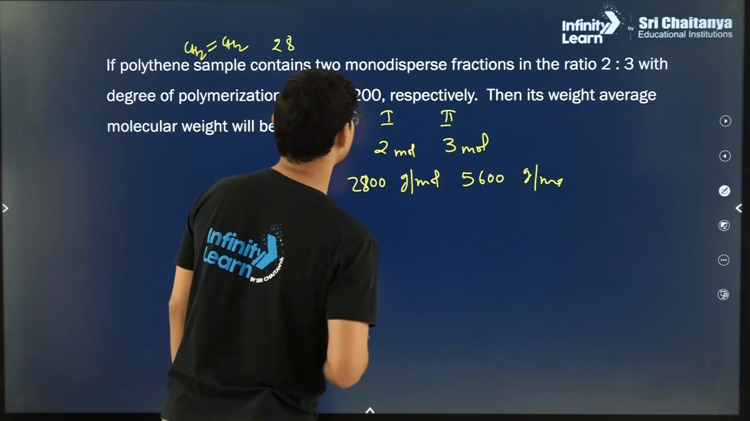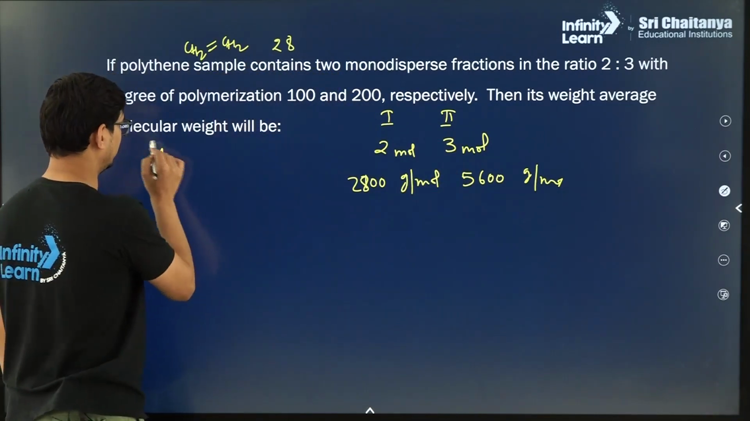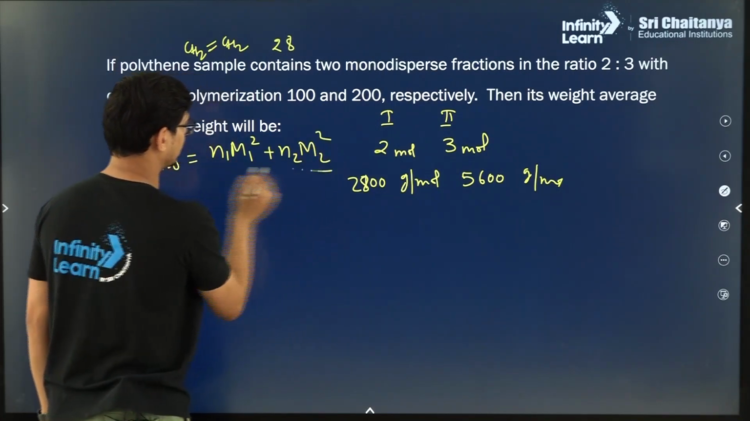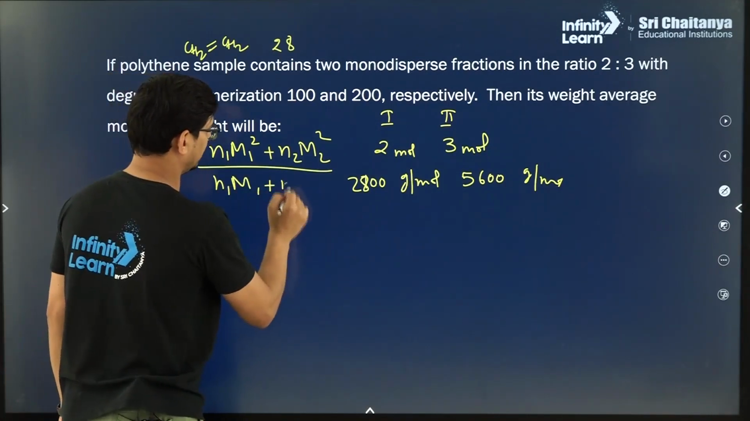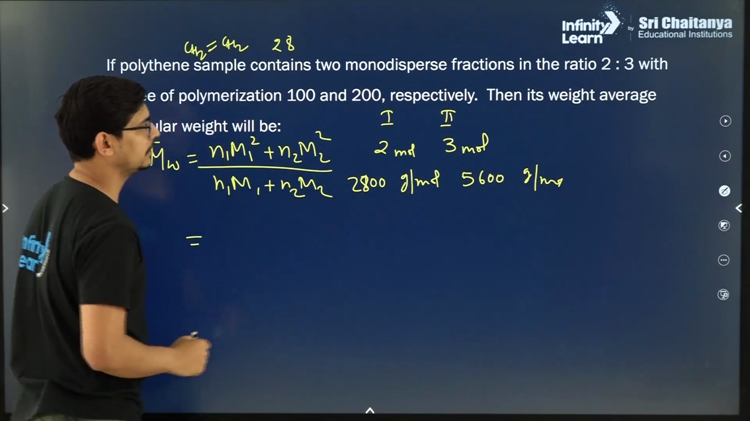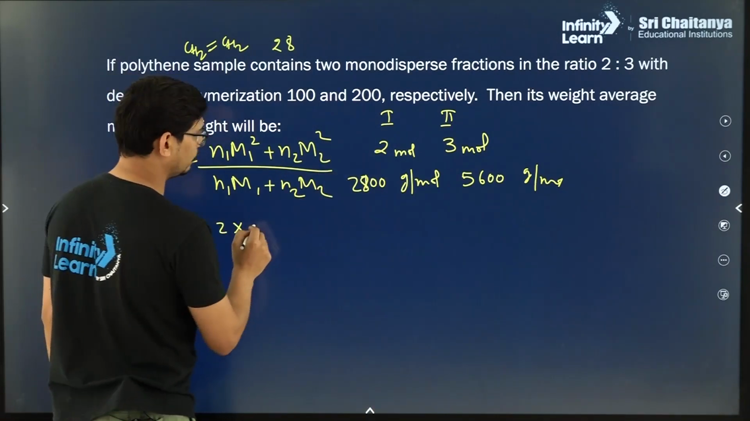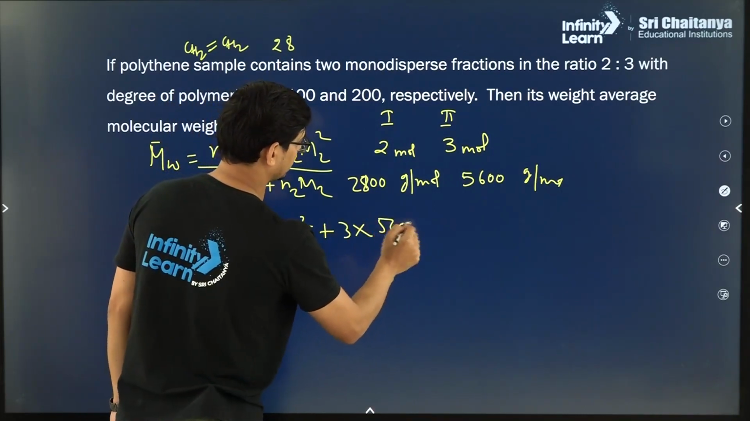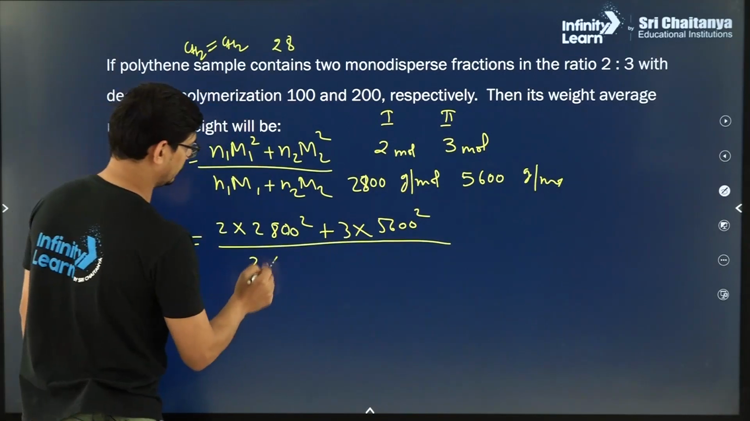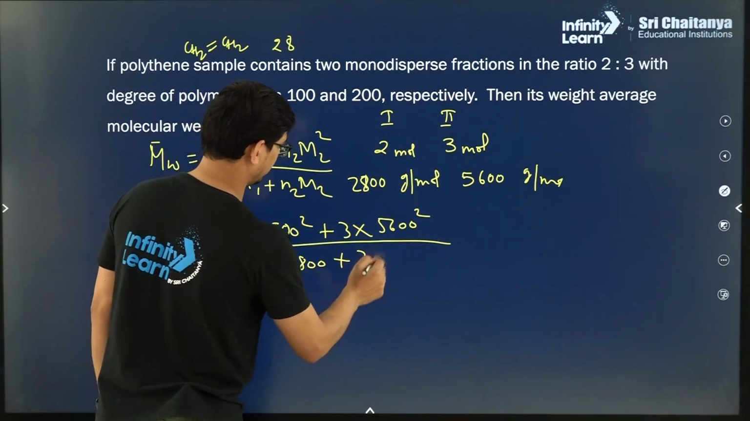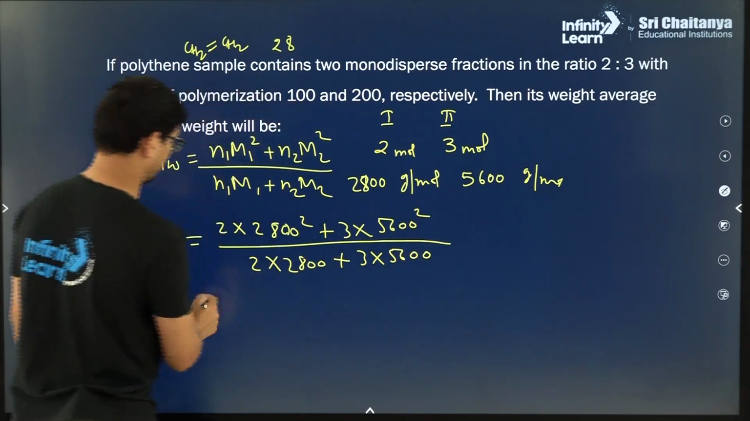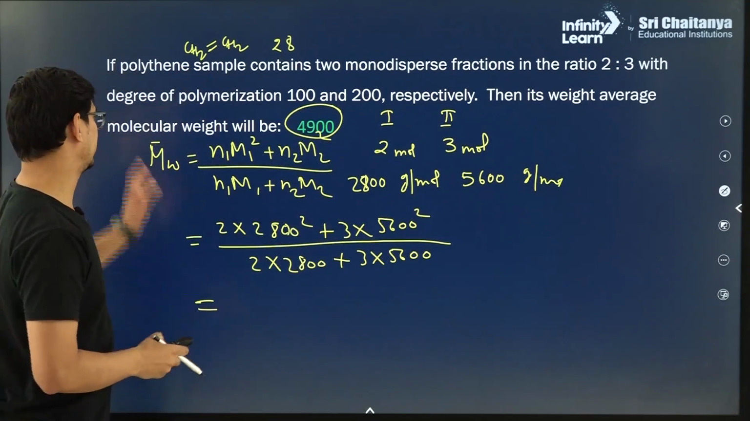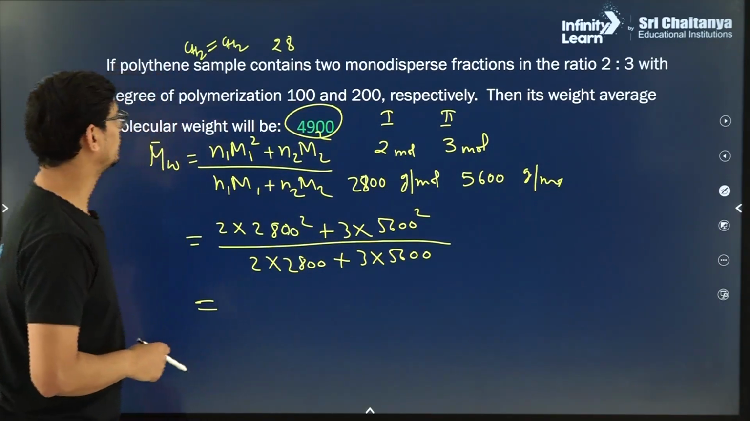Now the question is, what is the weight average molecular weight? So weight average molecular weight is (N1 M1 square plus N2 M2 square) divided by (N1 into M1 plus N2 into M2), right? So now you have all the values. I will just write it for you. 2 into 2800 square plus 3 into 5600 square divided by 2 into 2800 plus 3 into 5600. So if you work it out, it will come out to be 4900 gram per mole, right? So the weight average molar mass will be 4900 gram per mole.